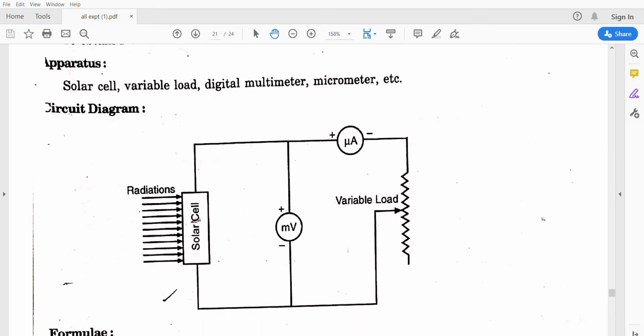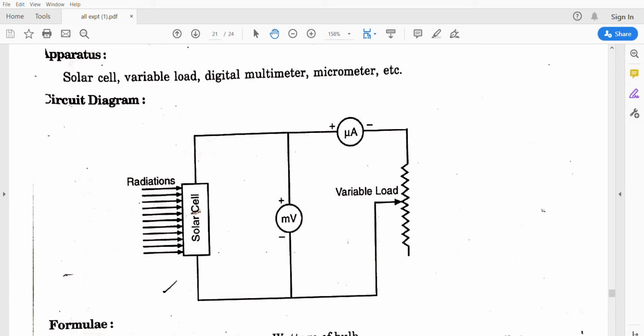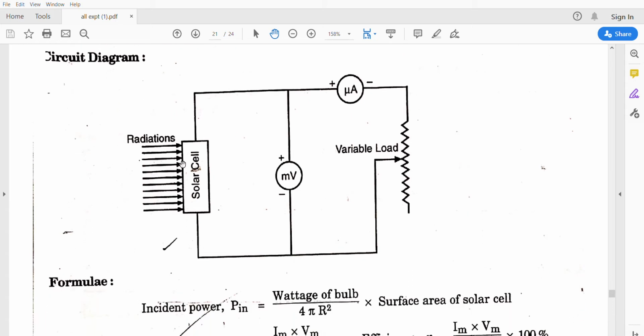Apparatus required: the solar cell, variable load, digital multimeter, and micrometer, etc. These are all the main apparatus of the solar cell. The main circuit diagram we can observe here. We need to take a solar cell. We have in our lab the silicon solar cell, a small one, on which the radiation will fall.